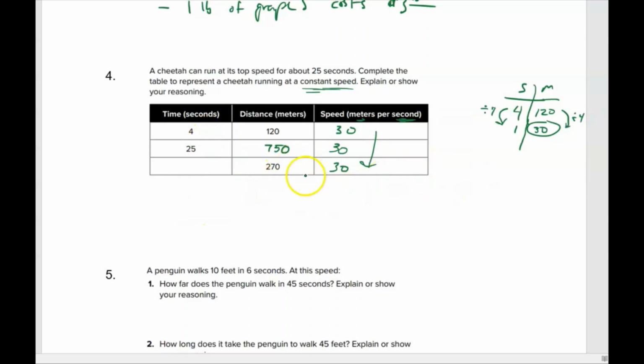And then working backwards for this one, if the cheetah went 270 meters, and it's going 30 meters per second, how many seconds did it run? Well, okay, now I just have to work backwards and I have to divide. So 270 divided by 30, same thing as 27 divided by 3. Well, that would give me 9 seconds. And if you wanted to double check that, you could. You could say, okay, 9 seconds, to go from 1 second to 9, that's times 9. So what's 30 times 9? Well, that'd give me 270. So that's how all three of those columns in that table kind of work together.